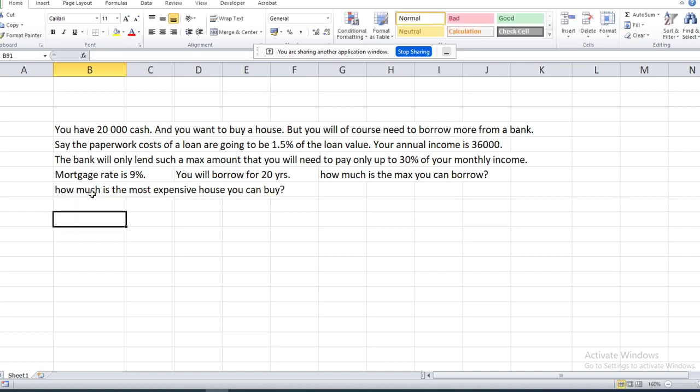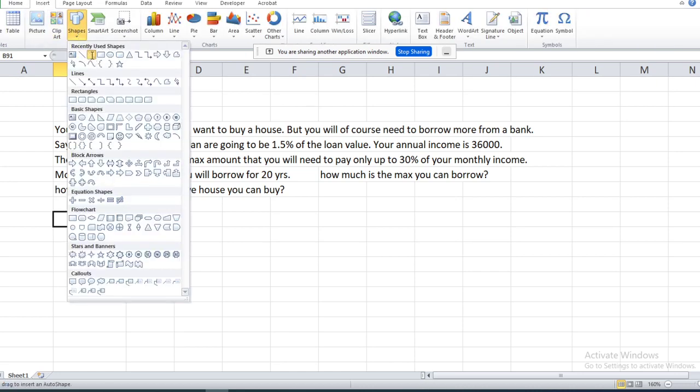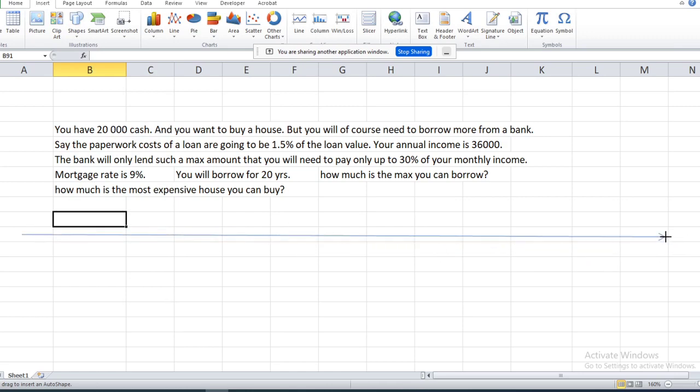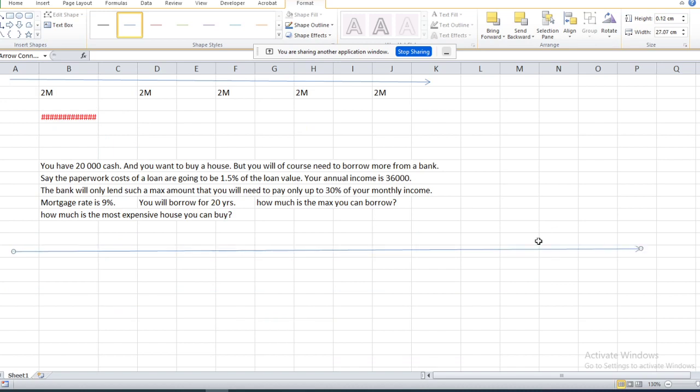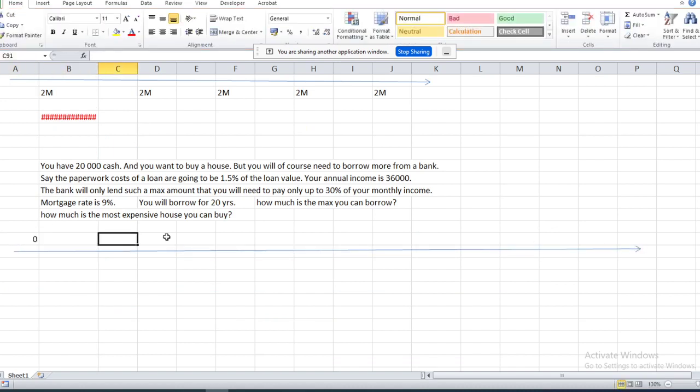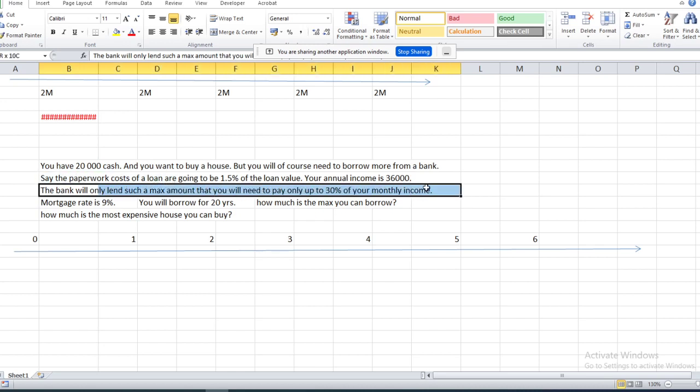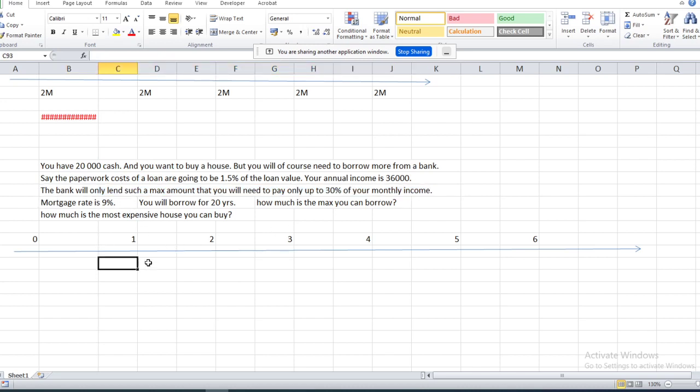Okay, so let's draw the timeline. It will make things a little bit more clear. Usually when you're kind of confused on the exam, try to draw a timeline. Let's zoom out a little bit so we have a longer timeline. So 0, 1, 2, 3, 4, 5, 6, and okay, the bank will lend you such an amount that you will not need to pay over 30% of your monthly income. So you're going to repay the mortgage with monthly payments.